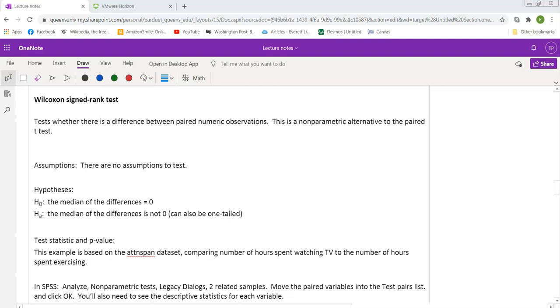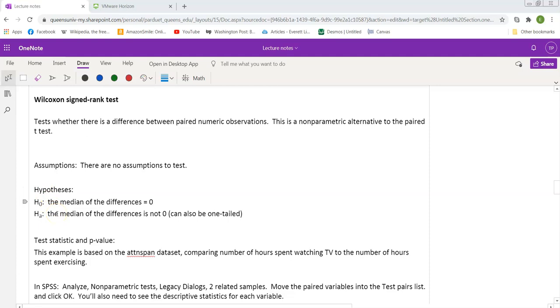So let's look first at our first one. This is the non-parametric alternative to the paired t-test. So if you're going to run a paired t-test and you find that you don't have your assumptions met, this will be your plan B. And this is called the Wilcoxon signed rank test. The nice thing about the Wilcoxon signed rank test is that we don't have to test any assumptions, none whatsoever. So that's nice.